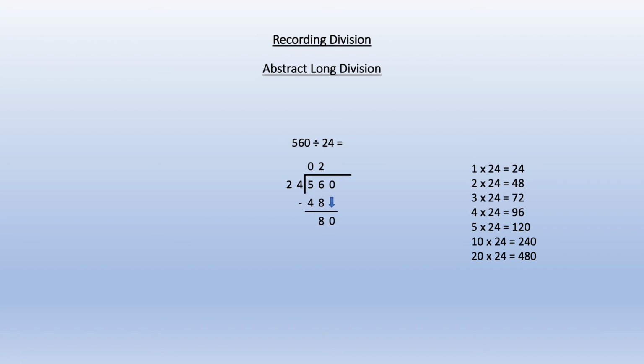I then bring the next digit of the dividend down, which is a 0, making my new number 80. The question now is, how many times does 24 go into 80? From our multiples list, we can see the biggest number is 72. I then take 72 from 80 and it leaves 8. This is a remainder, as I can no longer divide by 24. Putting the answer back into the original question, 560 divided by 24 equals 23 remainder 8, or if we want to express this as the fraction, 23 and 8/24, or 23 and a third.